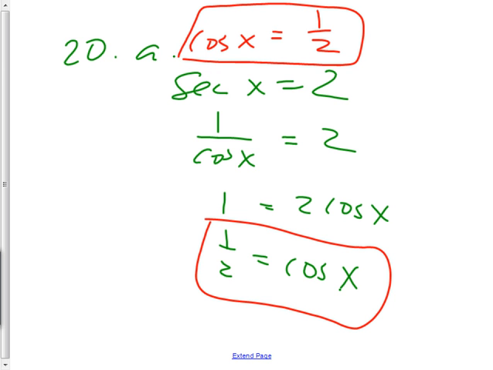And remember, a lot of times there's 2 answers for these, because cosine is positive 1/2 in 2 different spots. Once here, and then all students take calc. Cosine's also positive down here. So you'll have 2 answers for that one.